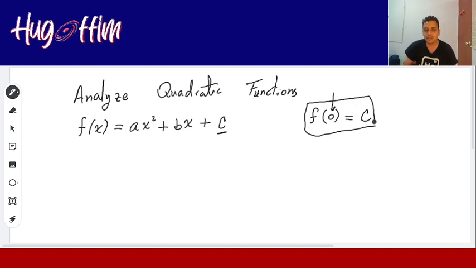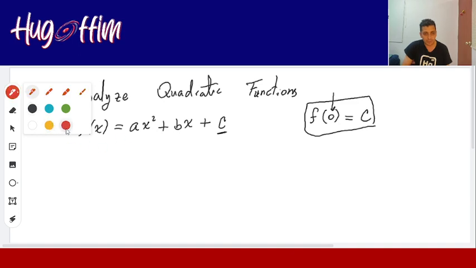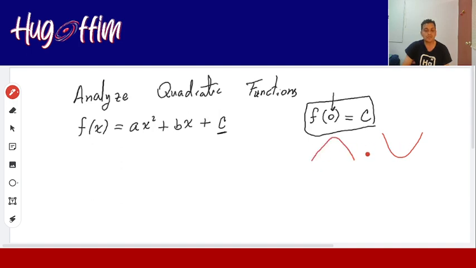Any quadratic function is going to have the y-intercept at c when it's in this form, ax squared plus bx plus c. Now, any quadratic function is going to have as a graph a parabola. So the parabola is this form. Could be this form or could be this form. Any of these forms represent a quadratic function.